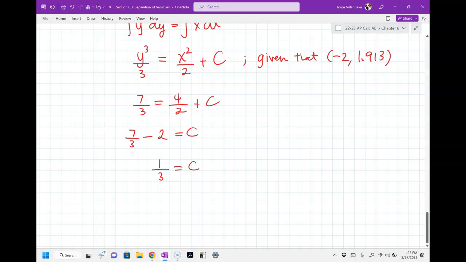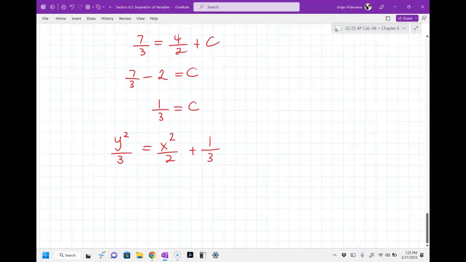So let's put that c value back into that equation where I have the given that statement, right? Let's put it back in there. So y cubed over 3 equals x squared over 2 plus 1/3. Now to get my y by itself, I'm going to multiply everything by 3. So y squared is equal to 3 over 2x squared plus 1.